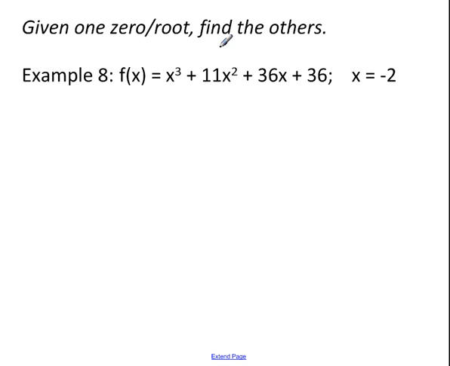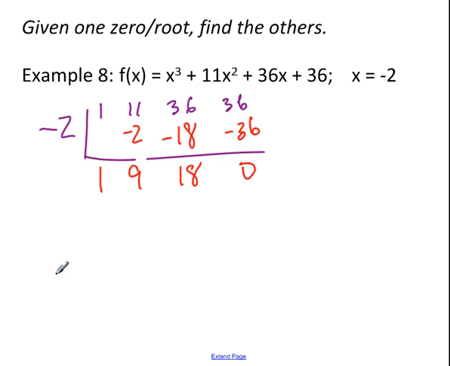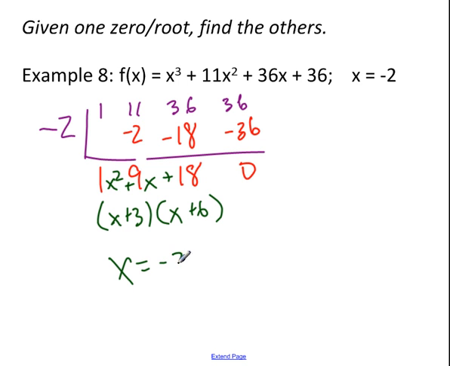Alright, number 8, same thing again. We're going to put our negative 2 out here, and I'm going to fast forward through the division part. So there we go. We got an x squared plus 9x plus 18. So what's multiplying to 18 but adding up to 9? I think that's an x plus 3 and an x plus 6. 3 times 6 makes 18, and 3 and 6 make 9. So x equals negative 3 or negative 6 as our two other roots.